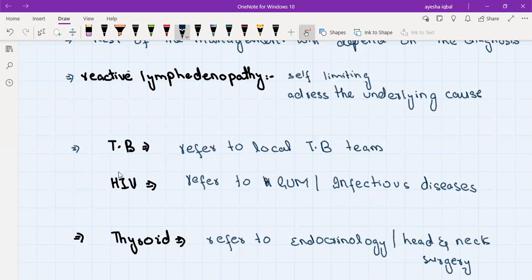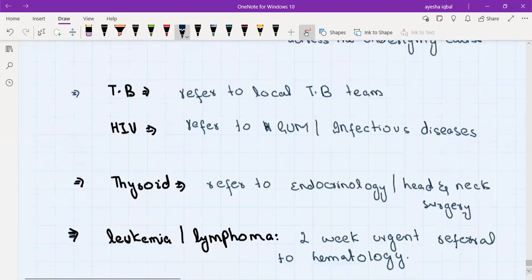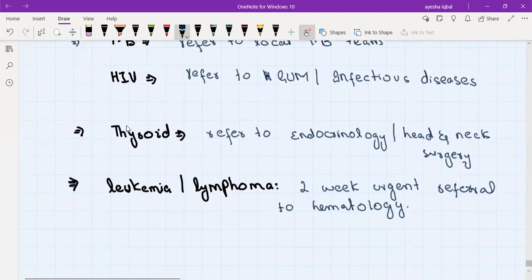Okay. HIV, you will refer the patient to genitourinary medicine clinic or infectious diseases. So tell the patient that you are suspecting HIV and you're going to refer the patient for further testing. Thyroid. So thyroid will depend on it: if it is goiter and the patient is having hyper or hypothyroid symptoms, then you will refer the patient to endocrinology. But if you feel like the patient is having a thyroid tumor, then of course a 2 week urgent referral to head and neck surgery. Leukemia and lymphoma, of course you will refer the patient by the 2 week urgent pathway to hematology.